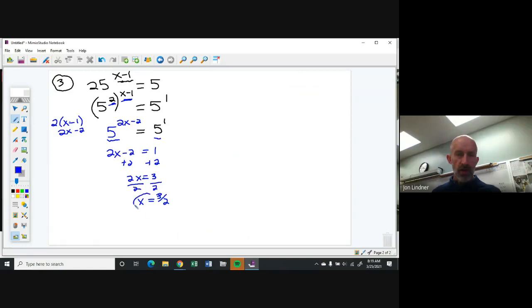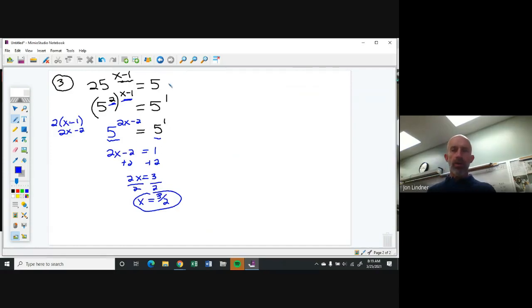So you just have to know that sometimes you have to do a little bit of work. Pay attention, 5 is the same thing as 5 to the first. 25 is the same thing as 5 to the second, but then you have to use the rule that we know of exponents, which is power to a power.